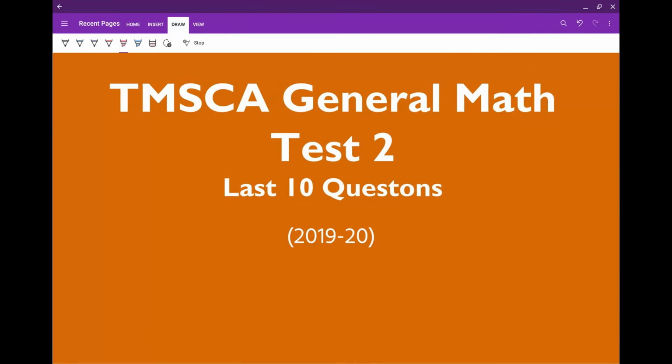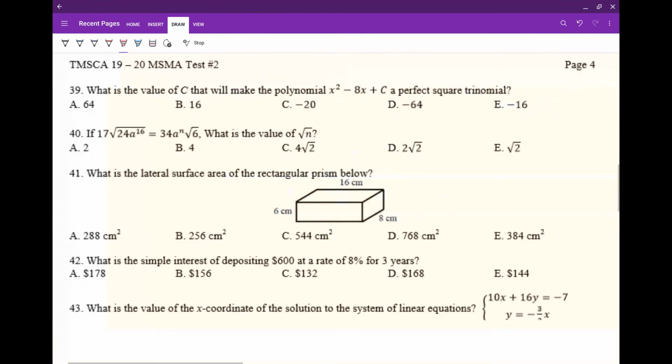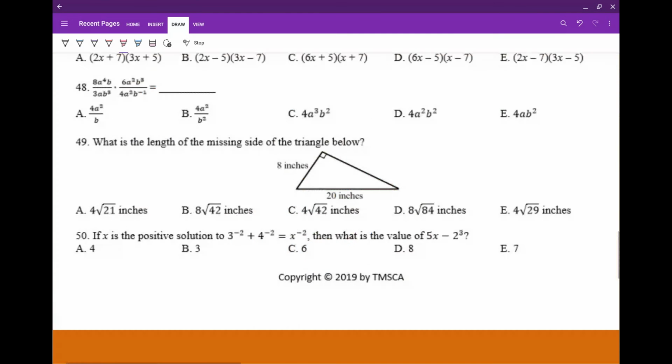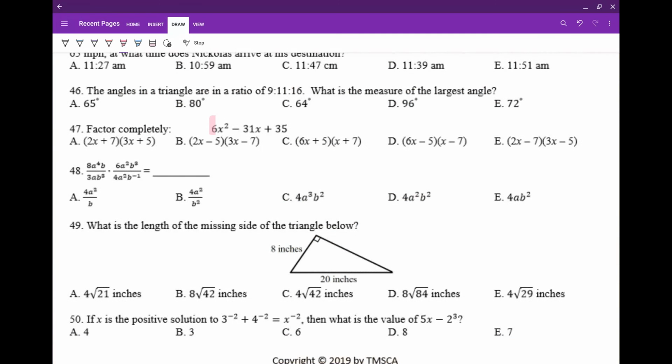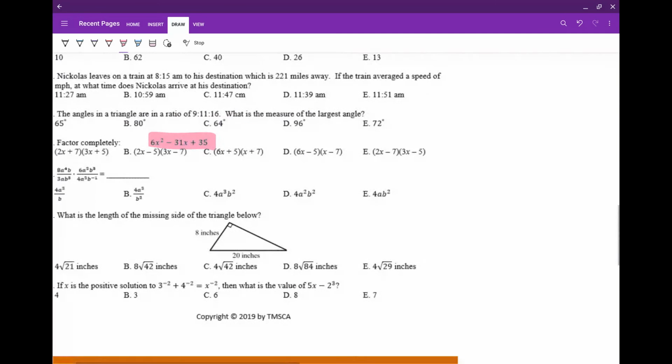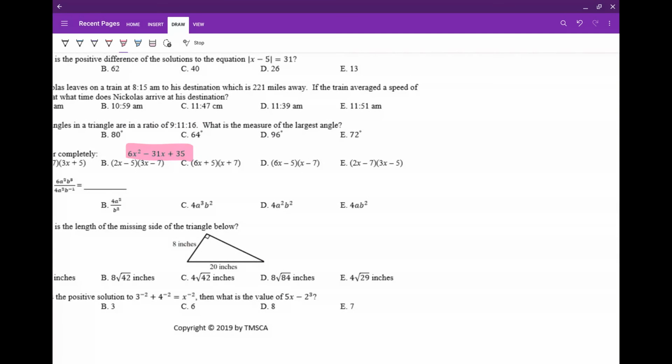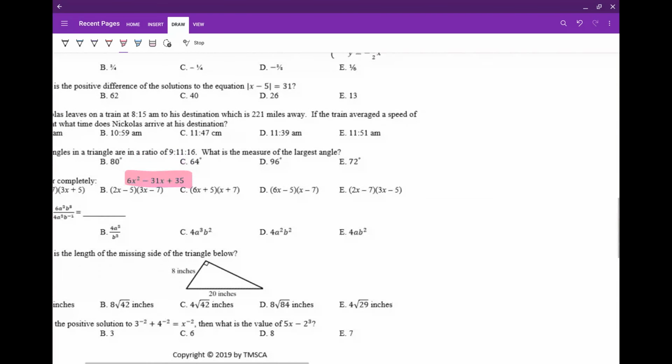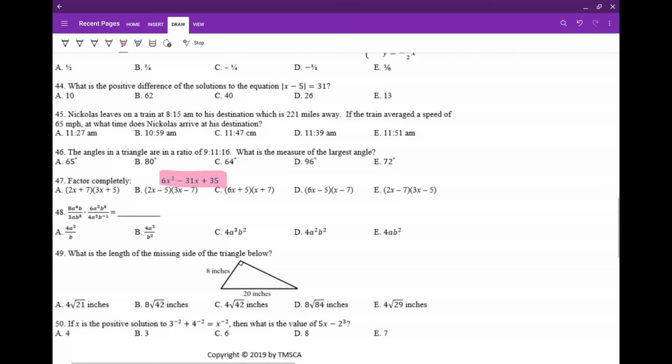Question 47 of General Math, Test 2. Here we are. It's asking us to factor that. Cool. So I went more in depth about factoring in the Test 1 playlist. So go check that out. Or just look for a playlist that talks about factoring or quadratic equations.